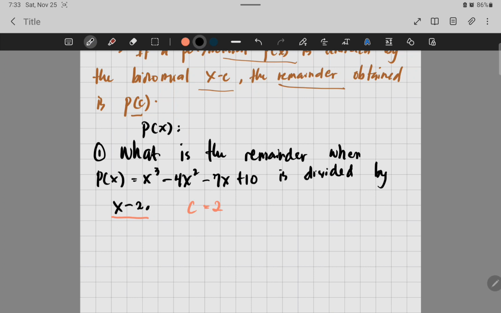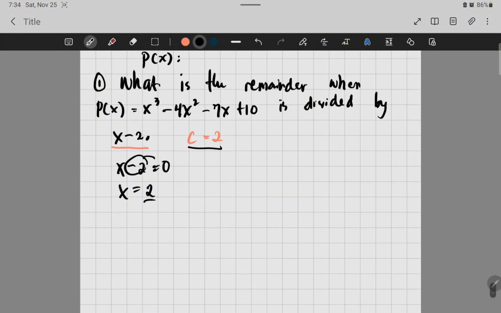So we can equate our divisor to 0. And from that, we can get the value of c, by transposing negative 2 to the other side, so that is equal to 2. So therefore, our c is equal to 2. And sabi natin, in the remainder theorem, the remainder is equal to p of c. So that is p of c, or let's first rewrite our polynomial.